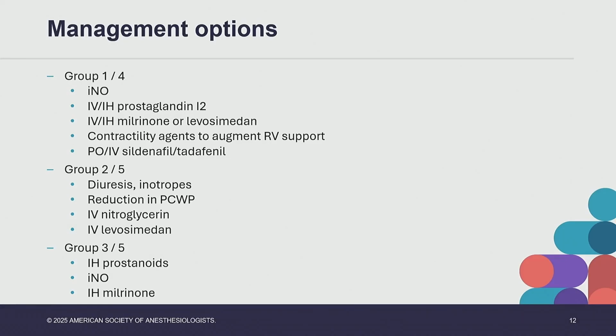The trick with milrinone is to make sure you atomize it appropriately. The recommendation right now is about 5 milligrams inhaled to try and offload the RV as best you can. And this is the recommendation for groups 1 and 4, and it's broken down here based on the groups that they fall into. If they're already on PO or IV sildenafil or tadalafil, you continue that. You add the contractility. If you think they've been volume overloaded, you diurese them.